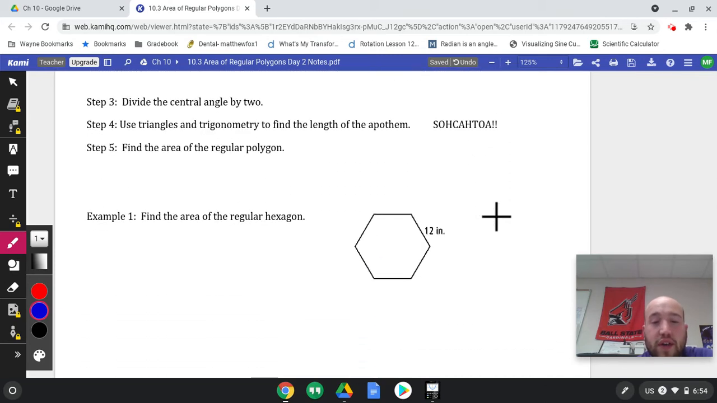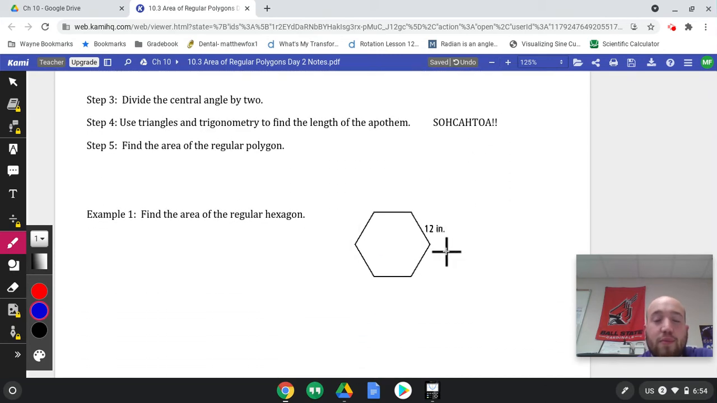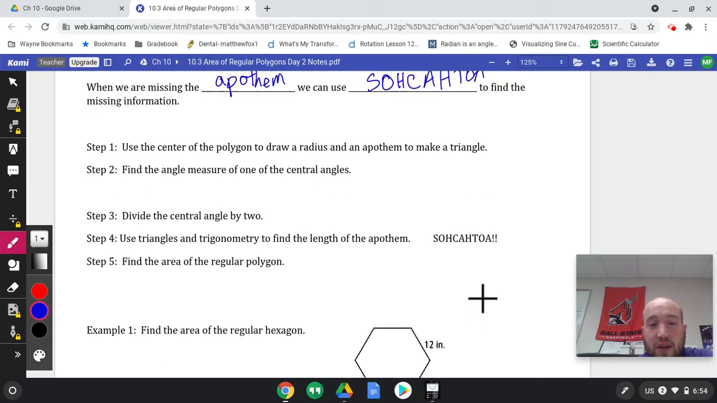So if we look here, we have this problem. We want to find the area of this hexagon. It's a regular hexagon, so we know each side is the same, each interior angle is the same, and we know the side length is 12, so this and this are also 12. Now yesterday we had the apothem. I don't have an apothem here. However, keep in mind, we can still solve it.